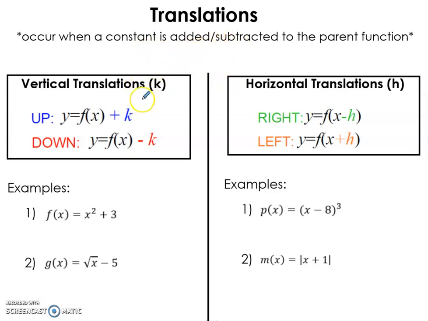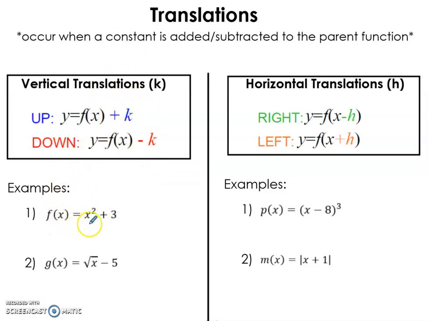So there's two types of translations. We have a vertical translation and a horizontal translation. Vertical translation is going to be exactly what you think happens. If you have a function and you have something added to the outside of the function, that's going to move it up that amount. If we have something that's subtracted from the function, it's going to move down that amount. So plus is going up, minus is going down.